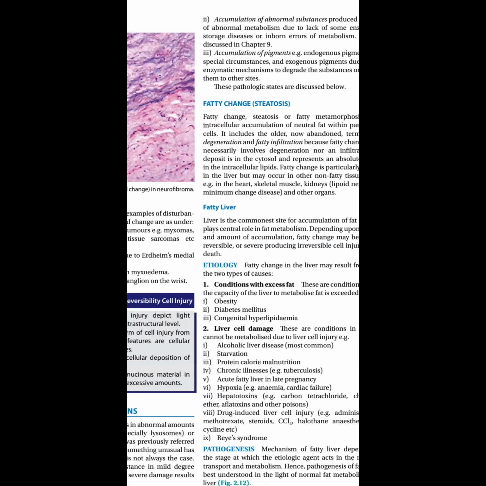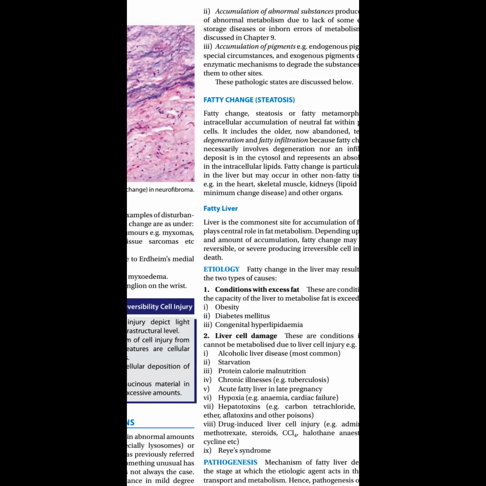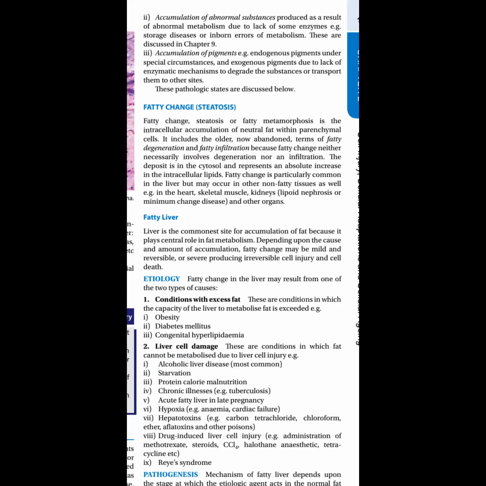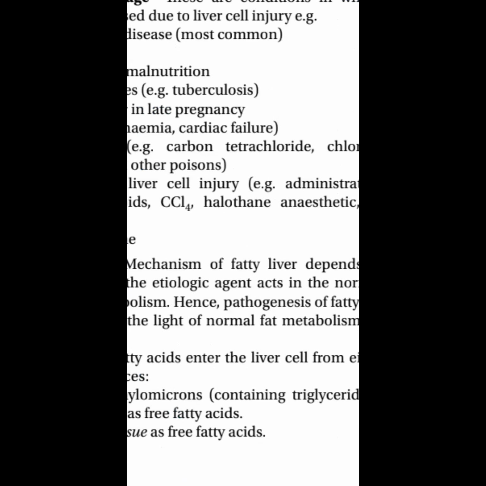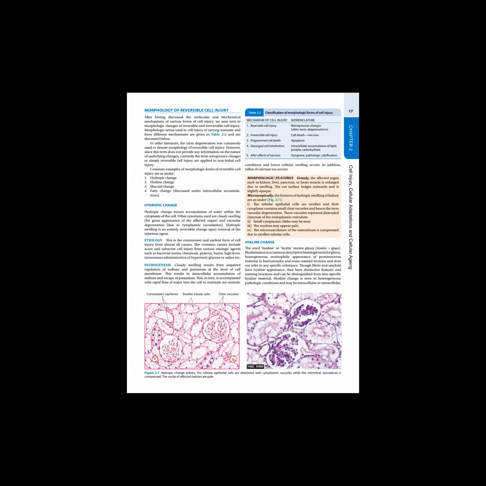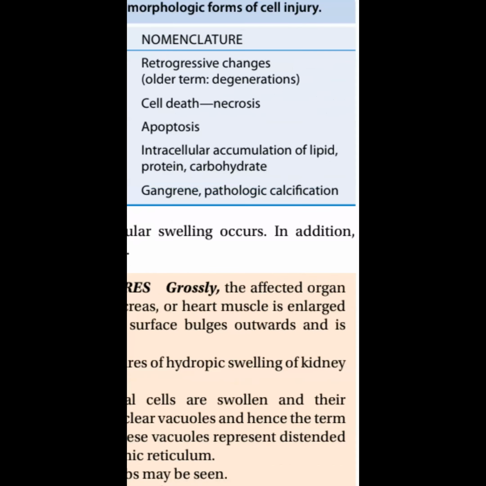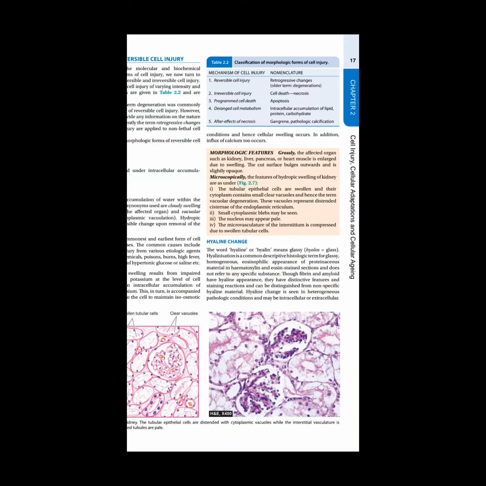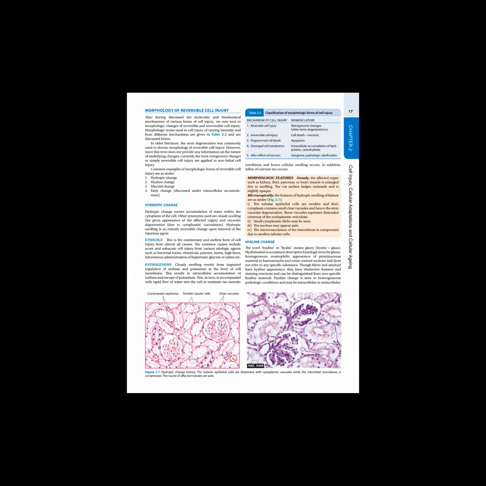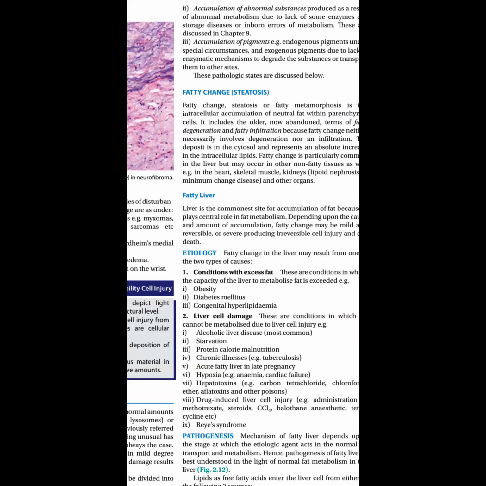Now this includes the older and now obsolete term fatty degeneration. Majorly the infiltration, the deposit of the cytosol, and it represents the absolute increase of intracellular lipid. What happened in this? The fatty acid, the lipid. So there is a high level of accumulation of the lipids, which we have seen in this. This is deranged cell metabolism, intracellular accumulation of lipid, protein, and carbohydrates. In that, we have to see that these changes are happening. Fatty changes will be seen.